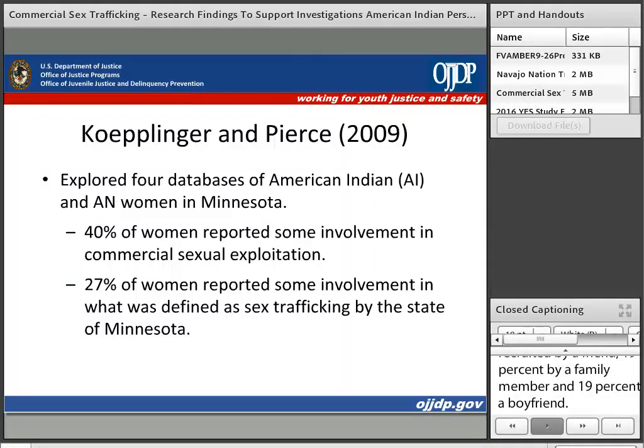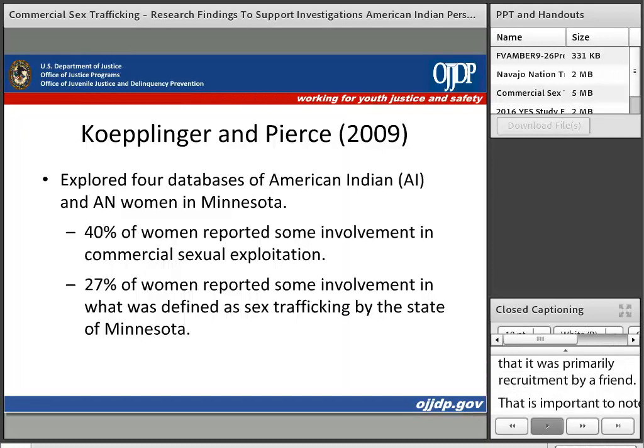I think we make a huge assumption, from what we have studied and what we see in media and in movies, that the boyfriend is traditionally what we identify as the primary trafficker. And in their research, they found that it was primarily recruitment by a friend. I think that's really important to note.